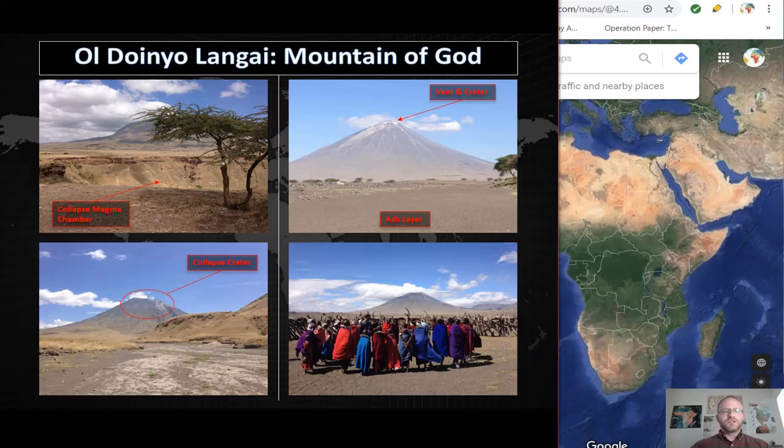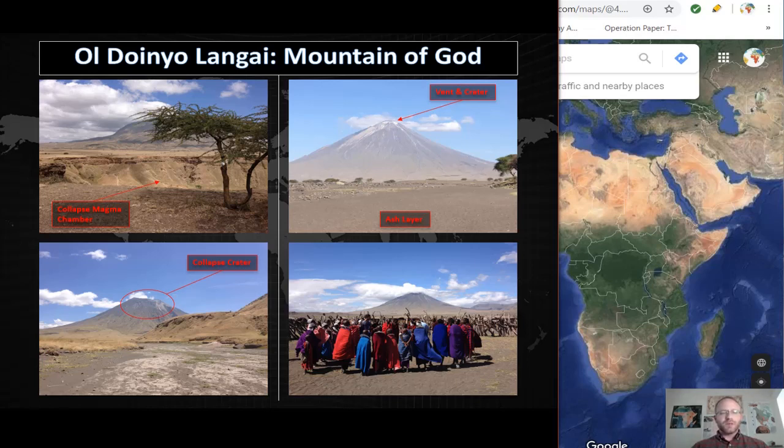Now, Oldonyo Lungai is known by the local Maasai people as the, quote, Mountain of God, as it destroys but brings life. In 2007, this volcano erupted and decimated the landscape, forcing the Maasai tribe, pictured in the bottom here, to move. Now, they were able to return shortly, and the fertile ash prompted the growth of new grass for their cattle to graze on.